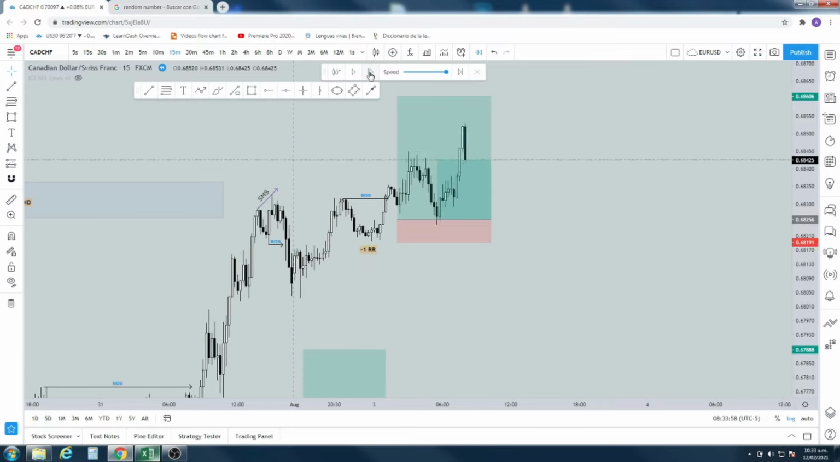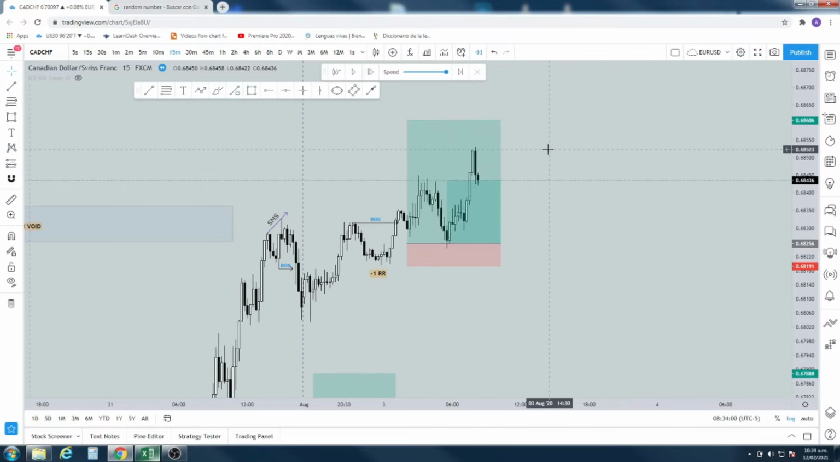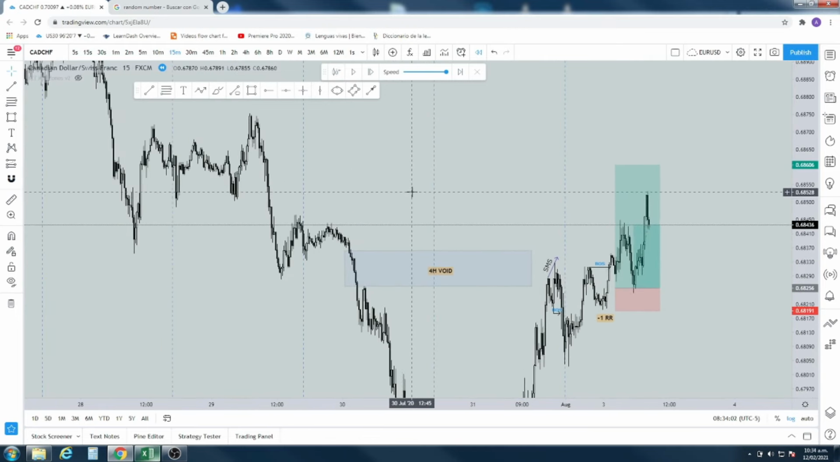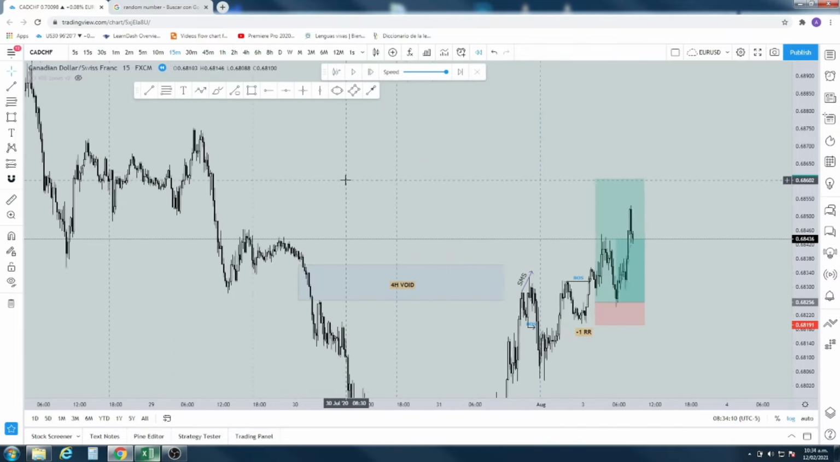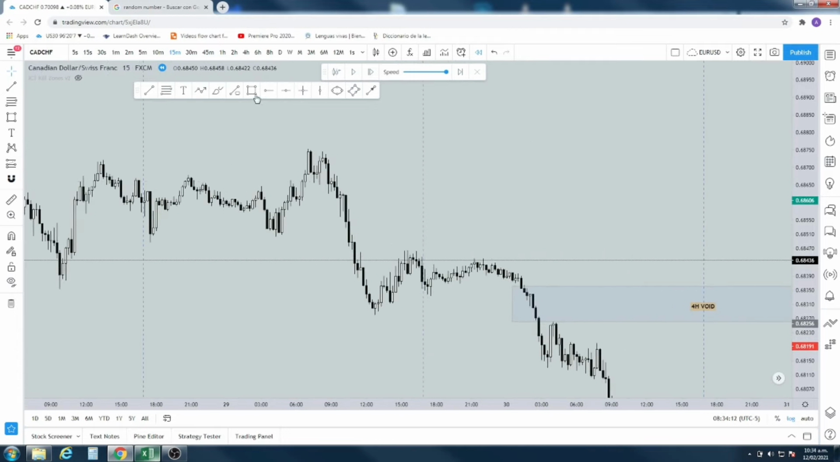As you can see, the entry was perfect, so now we have to select a level to exit this trade, and I like to look for levels where I will potentially short from. In this case, we can see we have this order block inside of the past distribution.